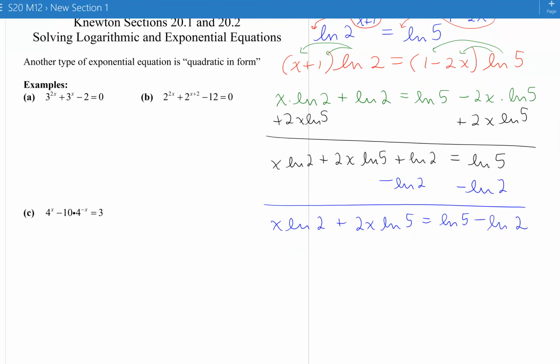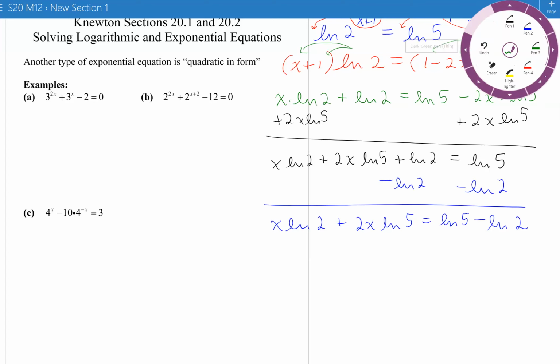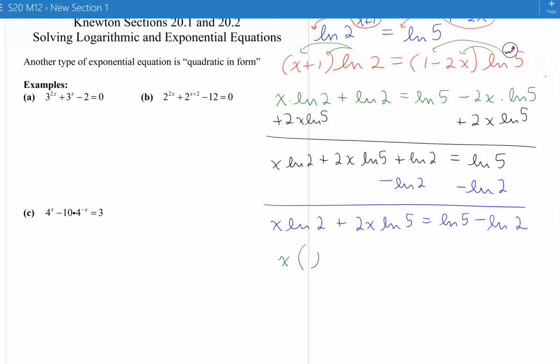Then this step is often where students get stuck because they're seeing two x's and they're trying to figure out how to solve for x. So this is the step where you need to factor out an x. If you're not seeing that, do a lot of practice of this type of problem.